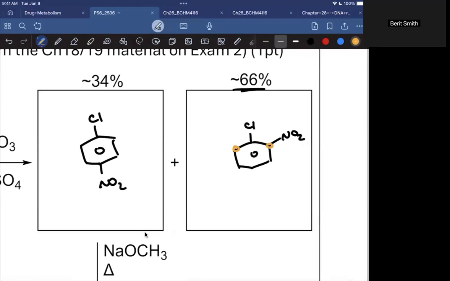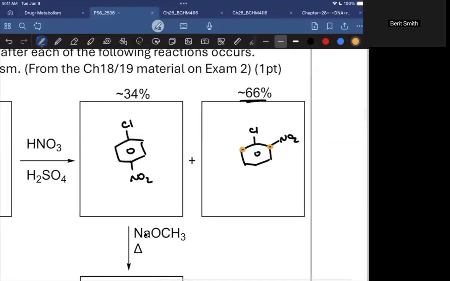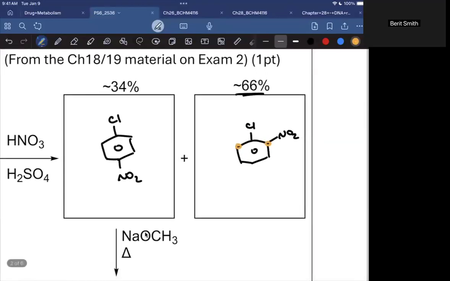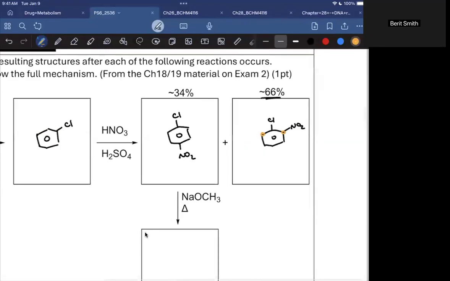Now, if this were a tert-butyl or a bigger group like that, then the steric strain would come into play. But in this case, just because there's 2 ortho spots as opposed to the 1 para spot, it's more likely to be in the ortho conformation.